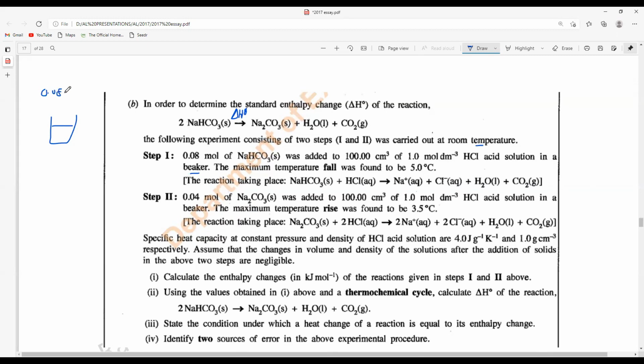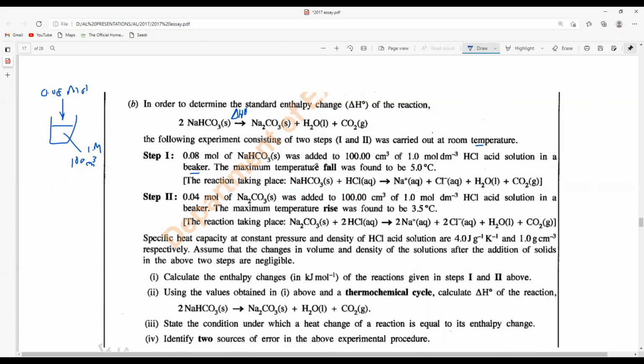0.08 moles of NaHCO3 to 100 cubic centimeters of 1 M HCl. So we are using a beaker, right? Normally these experiments are carried out in calorimeters, right? So we don't use beakers, we use calorimeters, right?